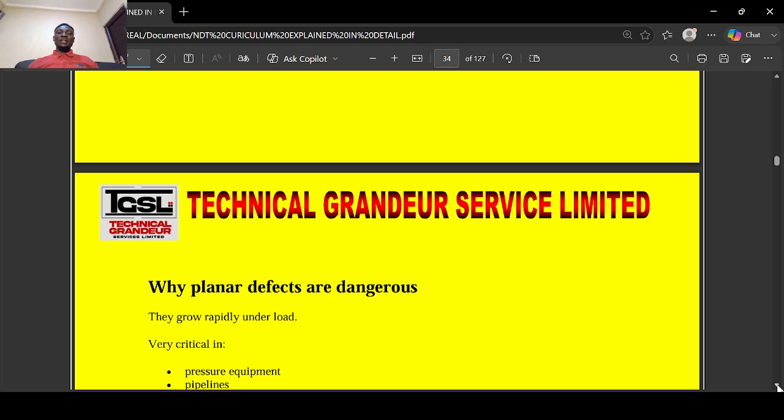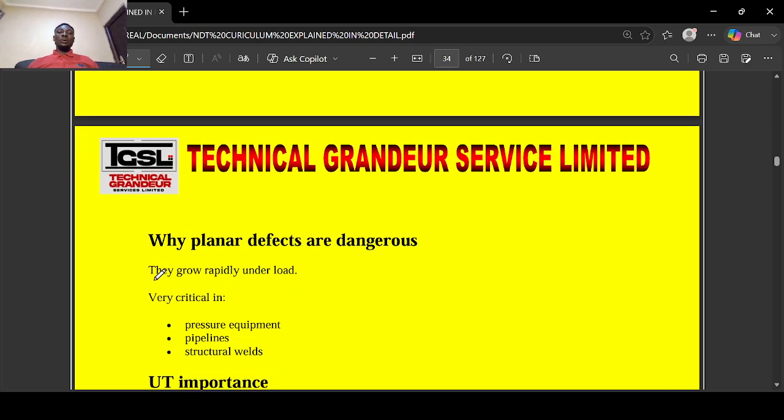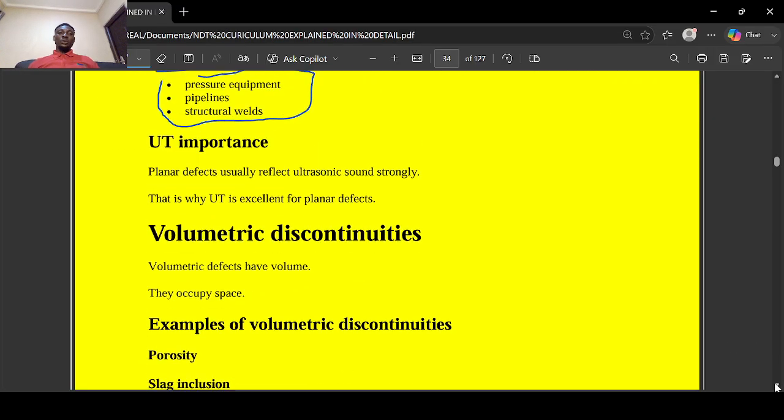Why are planar defects dangerous? They grow rapidly under load. They easily tear. Very critical in pressure equipment, pipelines, and structural welds. These are planar defects. Then UT importance.